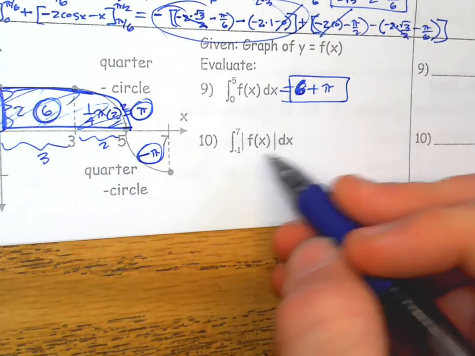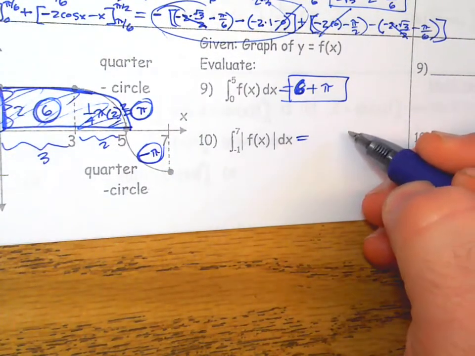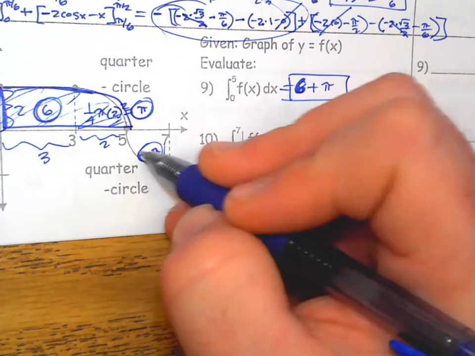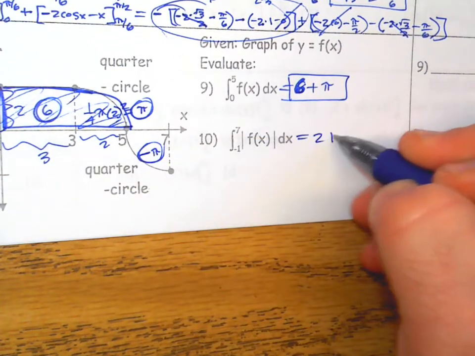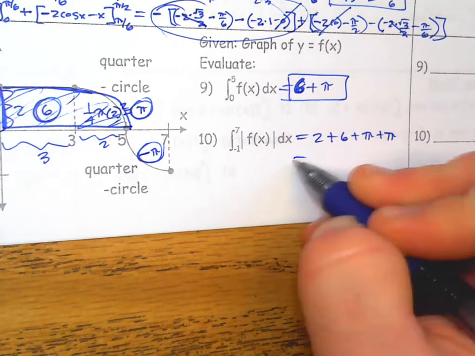Next one, if we go from -1 all the way to 7, but it's going to be the absolute value, so it's going to force any negative parts to be positive. So it's going to be 2 plus 6 plus pi plus pi. So it's going to be 8 plus 2 pi.